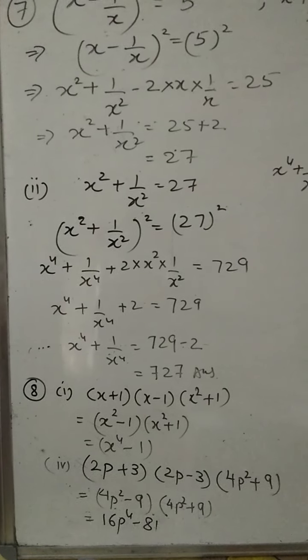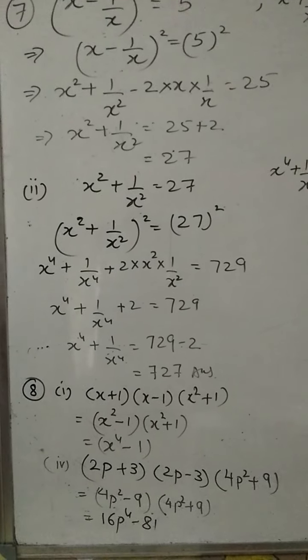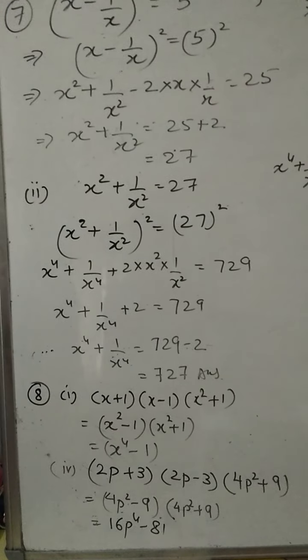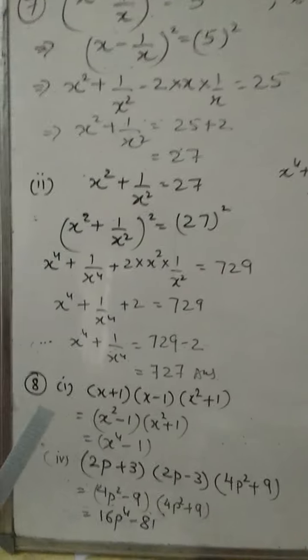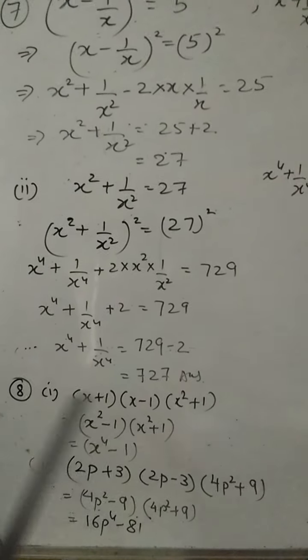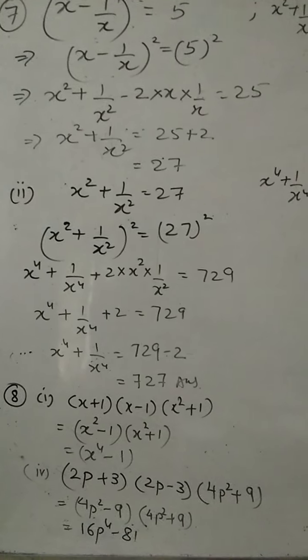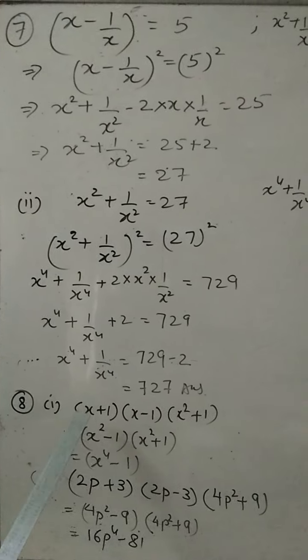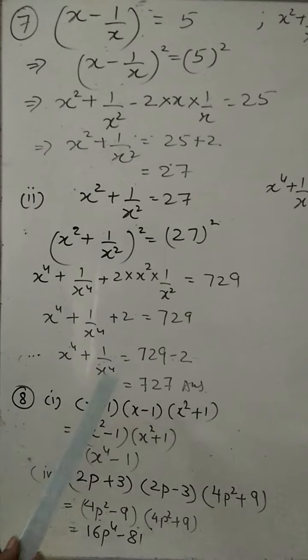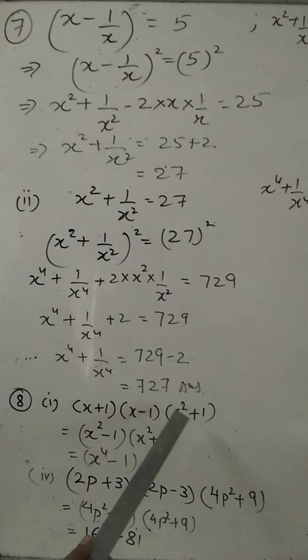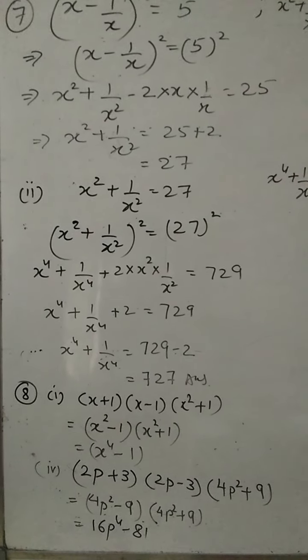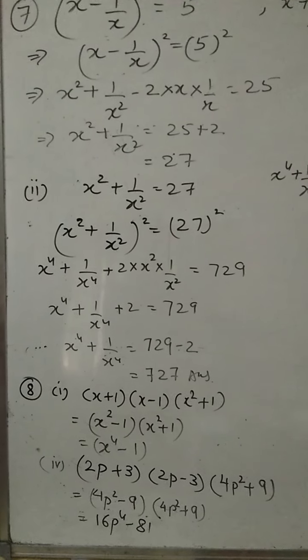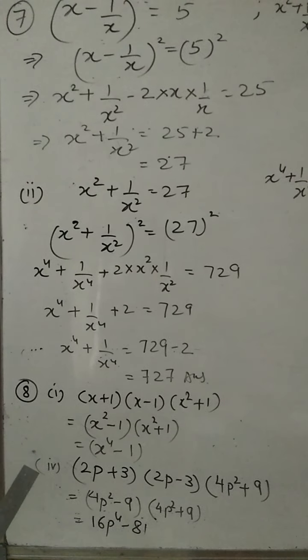So your answer is 727. Now in the next question you have to find multiplication, or you can say it is given to find the product of these expressions. So directly, how to find the product, that you see. First method is you can multiply these two, and thereafter from the result you can multiply x square plus 1. That is the one thing. But now you know how to apply identity, you can do it easily.